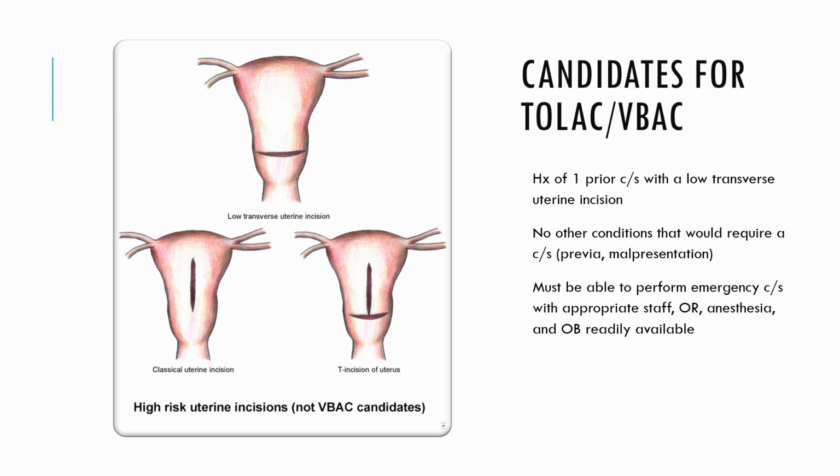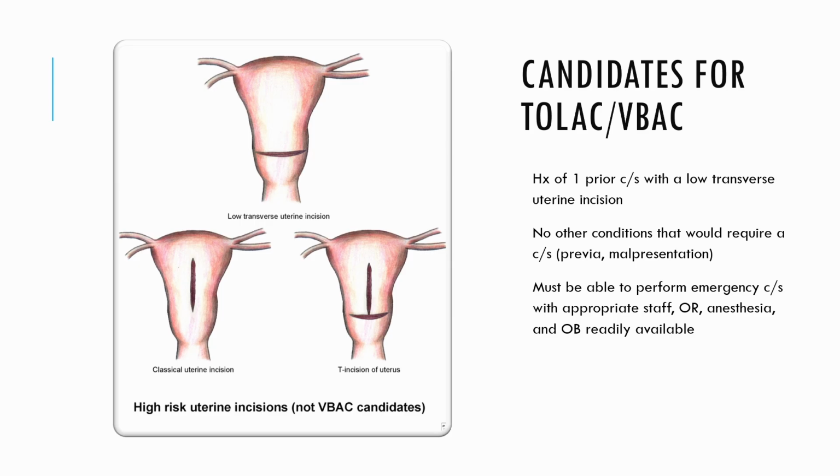Who would be candidates for a TOLAC? So not everybody should be offered the opportunity or encouraged to attempt a TOLAC, but candidates would be patients with a history of one prior C-section with a lower uterine incision, a low transverse uterine incision. So you'll see on this slide here 3 different uteruses with different ways that the incision is cut. They need to have that top one.